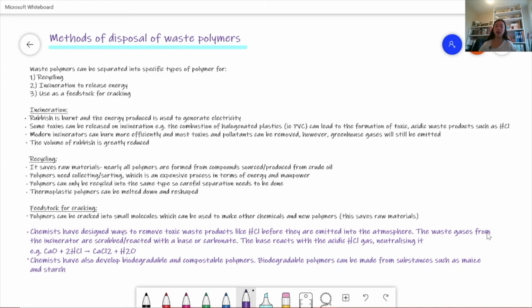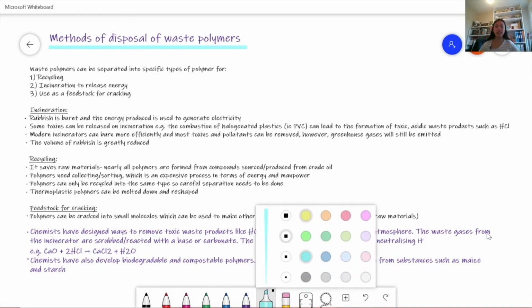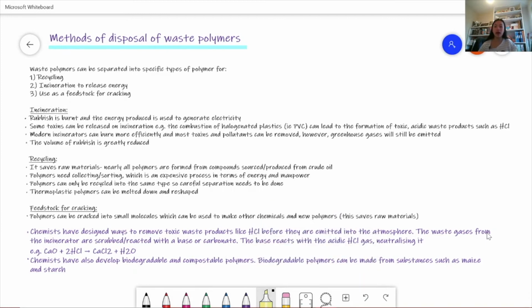So for example, the combustion of halogenated plastics, so PVC, can lead to the formation of toxic acidic waste products such as HCl. And that's something really important to remember. So toxins can be released on incineration. So incineration might be good, but toxins can be released, which is bad. And modern incinerators can burn more efficiently and most toxins and pollutants can be removed.